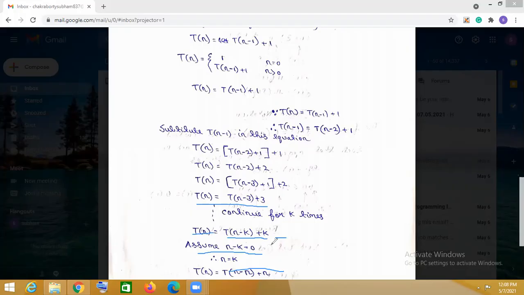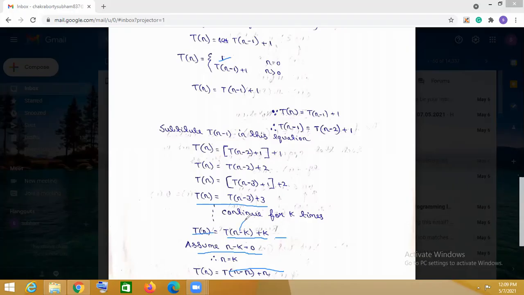Now our main motto is to make it become 0, because if it is 0, then we can get the efficient solution, as only one amount of time will be required at that point. At that time our recursion will end, and it will not continue further. So at that time the value will be 1.